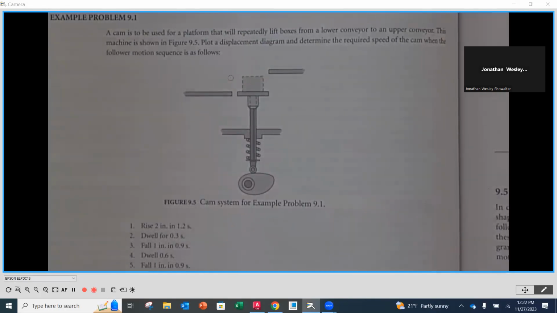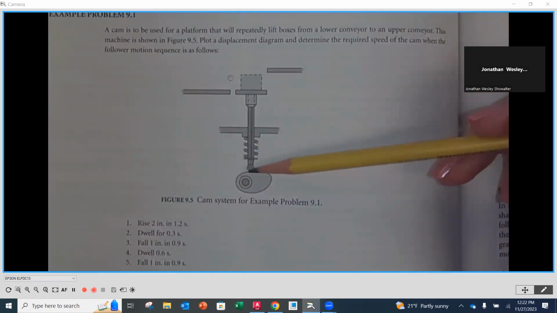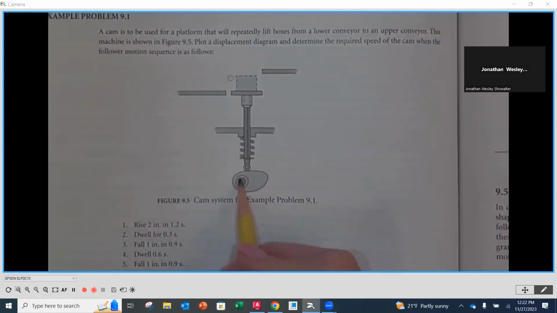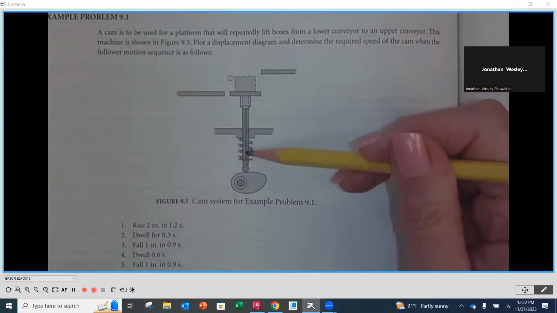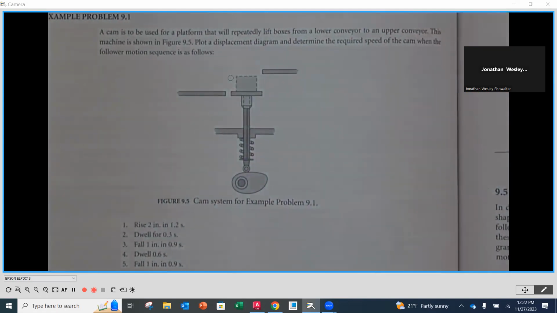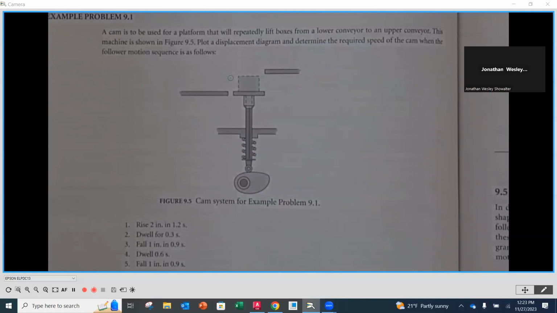All right. So it says that we have a cam. This cam is going to be used for a platform that will repeatedly lift boxes from the lower conveyor to an upper conveyor. So here is the cam itself. Here's going to be the center of rotation of that shaft. And as this rotates around, this lobe is in contact with our follower. Now, as we look at this, what type of arrangement is this? Is this inline or offset? It is offset, yes. And how do we know that it's offset?